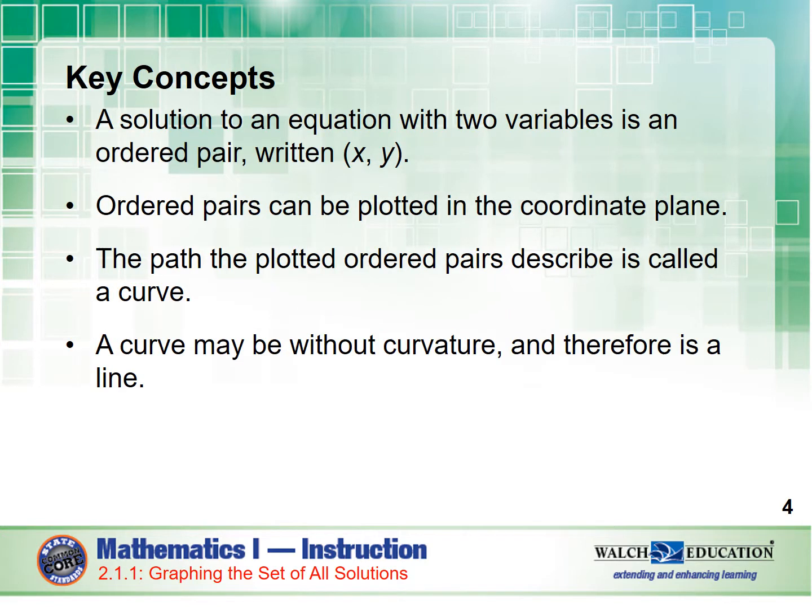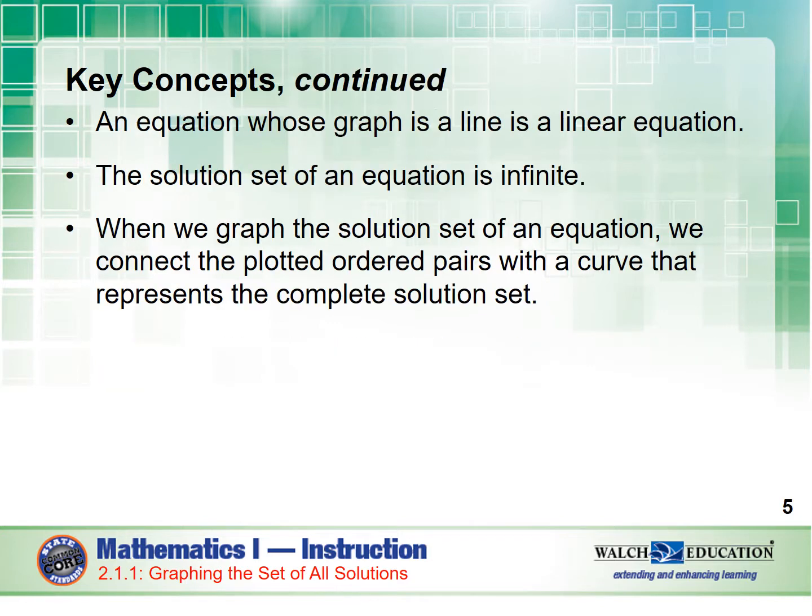So, key concepts. A solution to an equation with two variables is an ordered pair. Ordered pairs are always written x and y. Ordered pairs can be plotted in the coordinate plane. The path the dotted ordered pairs describe is called a curve, and a curve without curvature is called a line. An equation whose graph is a line is called a linear equation, and the solution set of an equation is infinite. When we graph the solution set of an equation, we connect the plotted ordered pairs with a curve that represents the complete solution set.